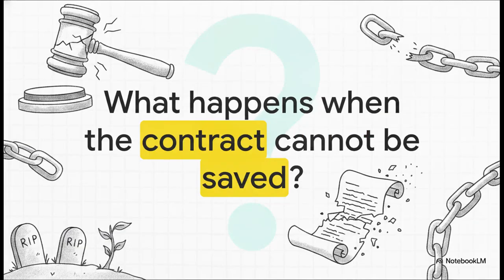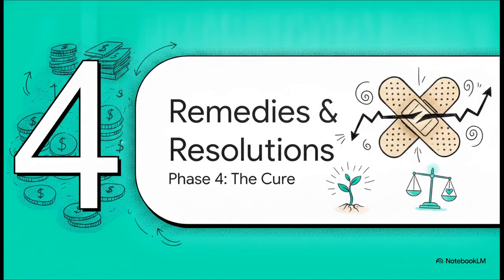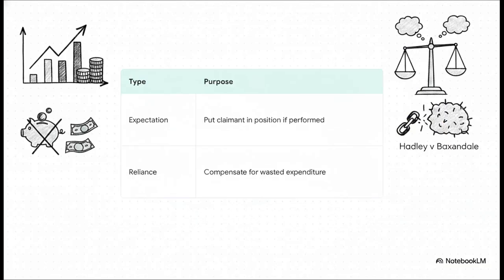So, this brings us to a critical narrative crossroads. What happens when the contract is fundamentally broken, the primary obligations are dead, and the agreement simply cannot be saved? That leads us to Part 4, Remedies and Resolutions. This is the cure phase, where courts step in and attempt to make the innocent party whole again. The most common remedy is, of course, financial damages, which aim to compensate rather than punish.